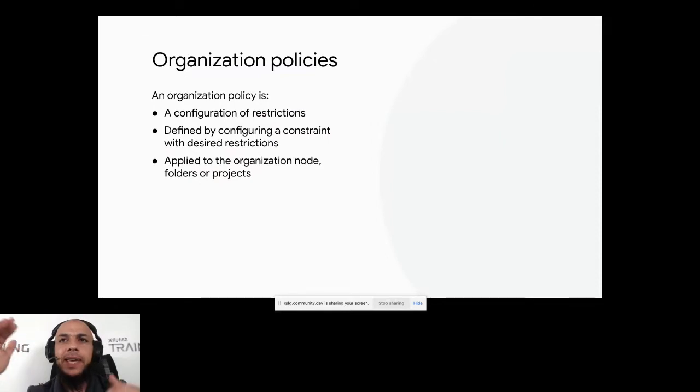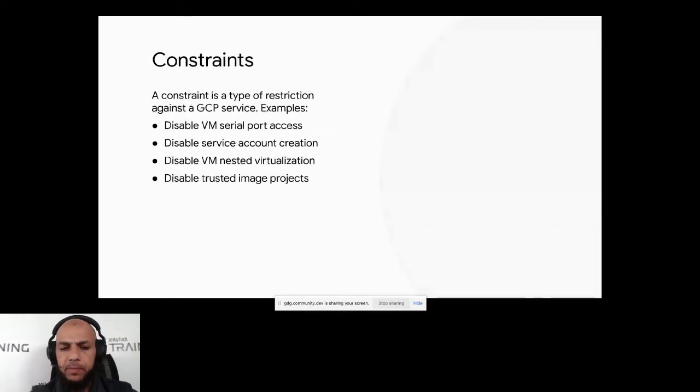And I can apply them again at any level: at the organization level, at the folder level, or at the project. I can be more specific than that, or I can do it at the organization level. And if I want to exclude a project, maybe for my networking team, to be able to create VMs with public IPs but nobody else, I can apply it at the organization level and exclude a particular project for my admins, for example.